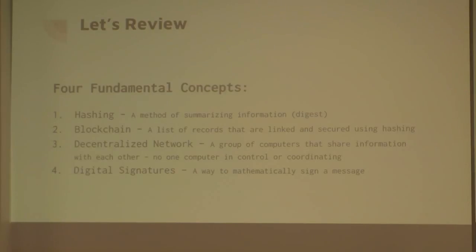Or the hash. Okay, so it's hashing. Then we got blockchain, which is just a list of records that are linked. We have a decentralized or peer-to-peer network. That's a group of computers that share information. And then we have digital signatures, and that's a way to mathematically sign a message.